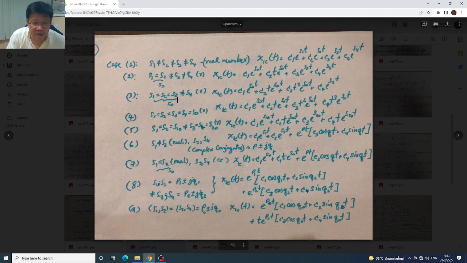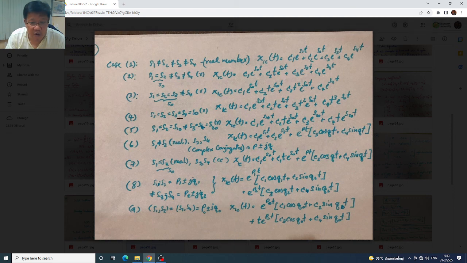The third case is that you have three equal roots and one non-equal. So the first term is c sub 1 e to the s0 t, and the second term becomes c sub 3 t square e to the s0 t. This is one extension of the analysis from the third-order case, and the fourth root is just the same because it's a distinct root.